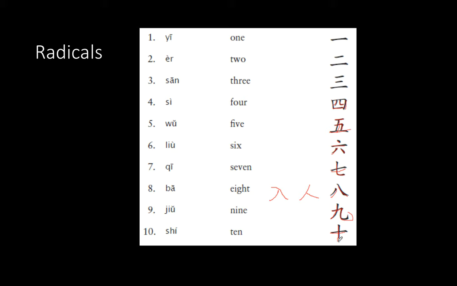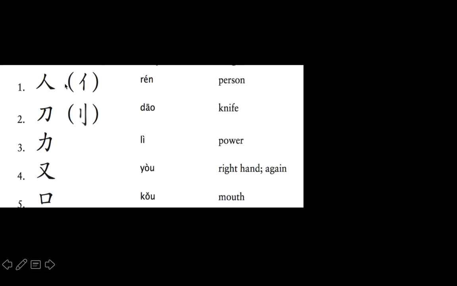The first group, group one. Now we are entering the Chinese radicals learning. Let's learn it group by group. Group 1. 人, 刀, 利, 右, 口.